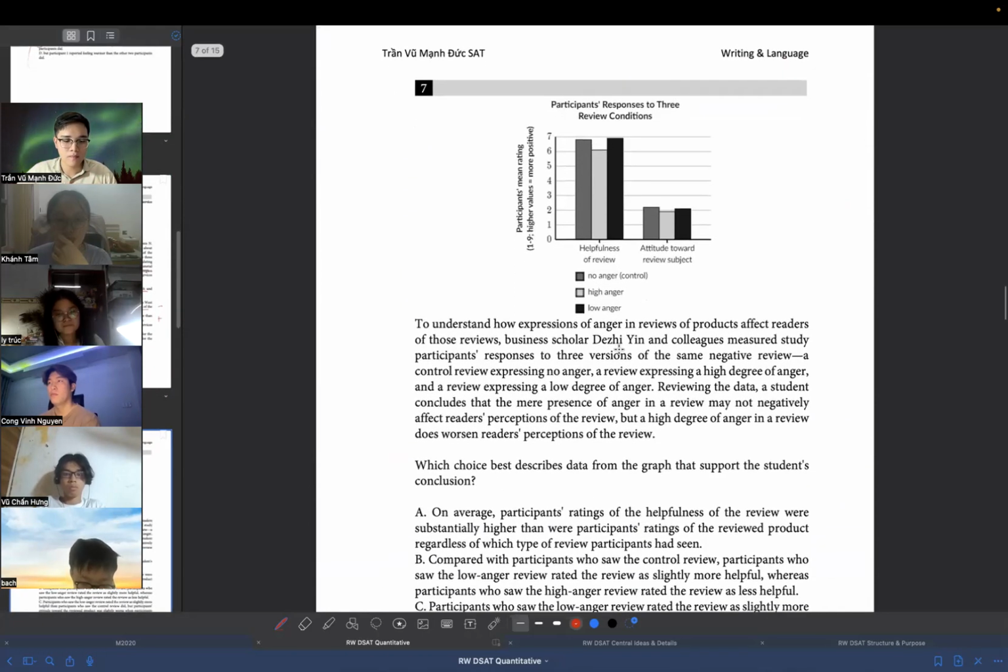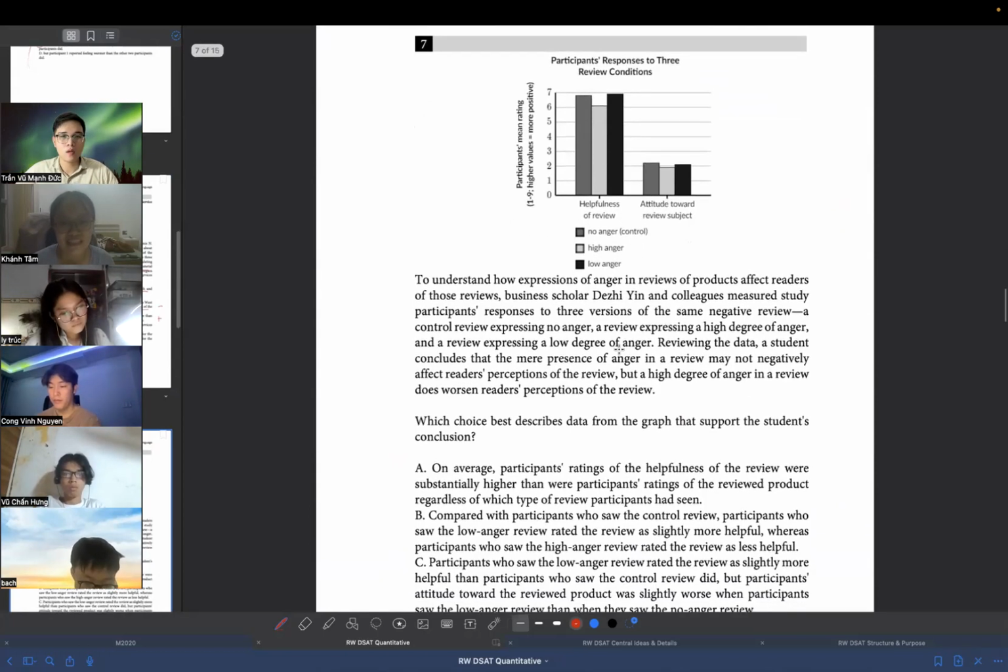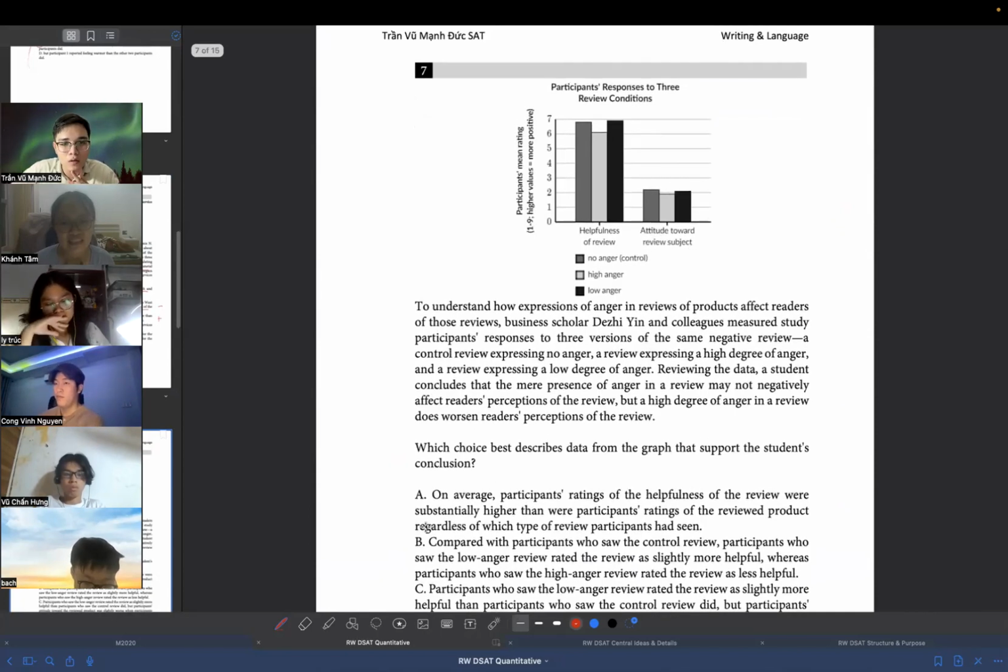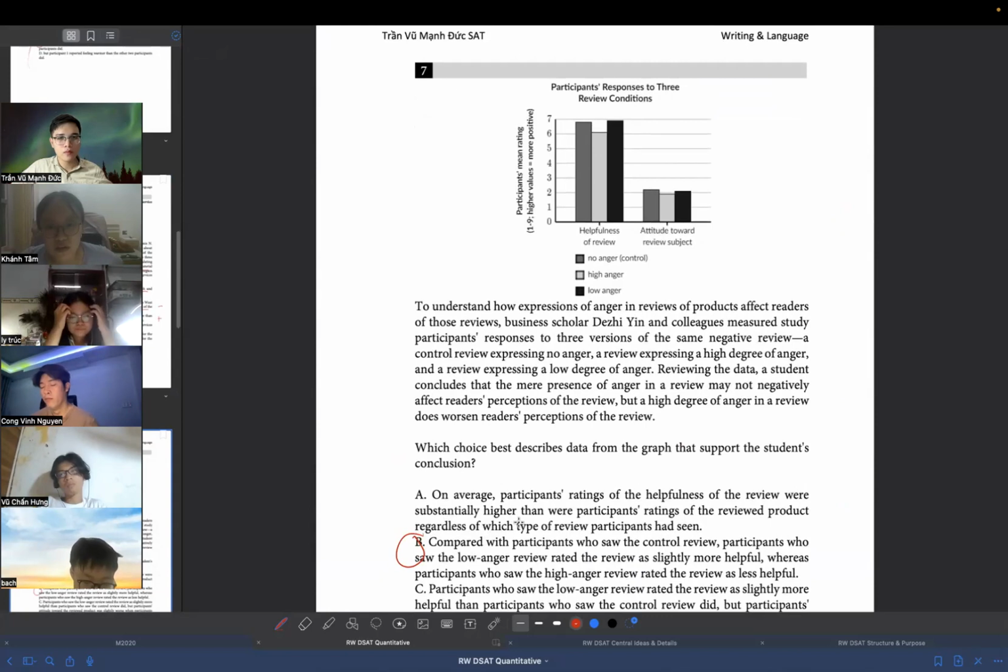Let's go back to them. I choose B. Right, B. What is the conclusion? The mere presence of anger in a review may not worsen readers' perception of the review, but a high degree of anger does worsen readers' perception of the review.